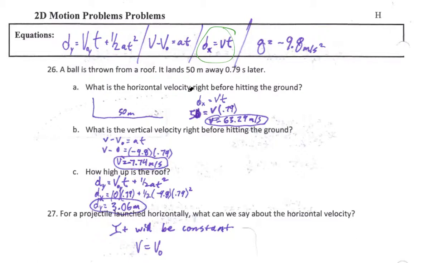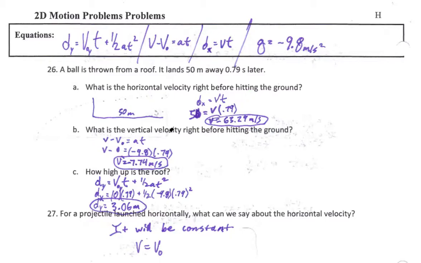Now, right before hitting the ground, that's actually everywhere. So not only is it 63.29 meters per second right there, but it's also 63.29 meters per second there, and really all the way up to the beginning. Because again, we're talking in the horizontal direction. The only thing acting on our projectile is gravity. Gravity doesn't act in the horizontal direction, therefore our projectile is not going to slow down, it's not going to speed up. All right, so let's go ahead and take a look at the next one here.